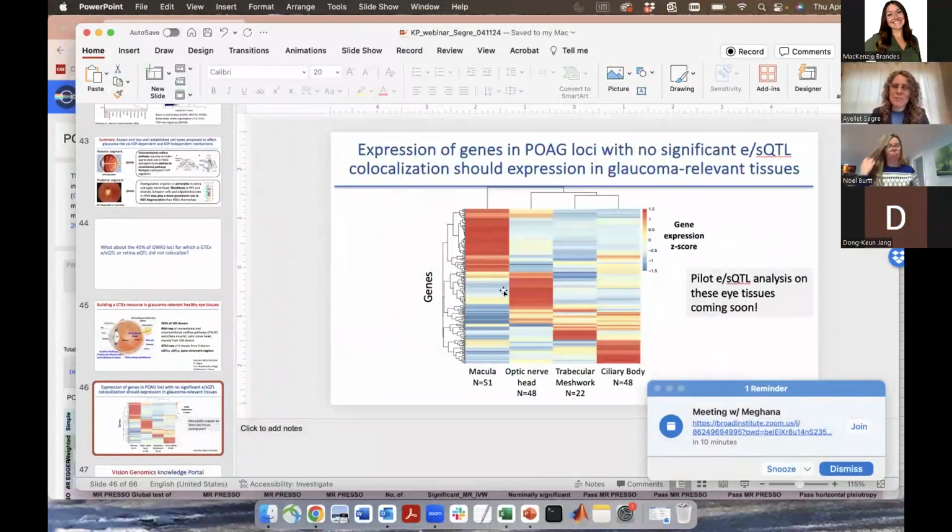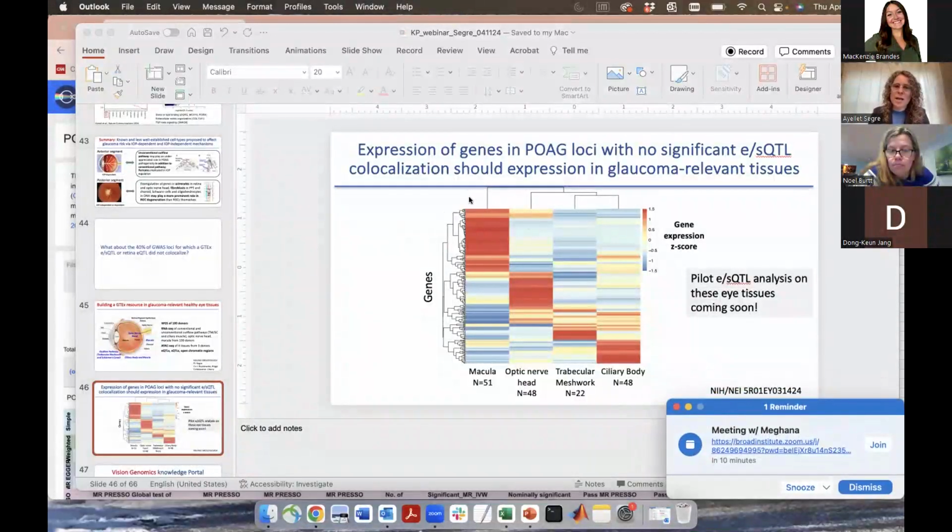And just as a first quick look into the gene expression of genes that fall in POAG loci where we did not find any colocalization results, we see that they have specific expression, different classes of groups of genes in these various eye tissues. So the pilot eQTL analysis in these eye tissues is coming soon, and we'll be excited to investigate the glaucoma and IOP loci with these eye relevant QTLs.